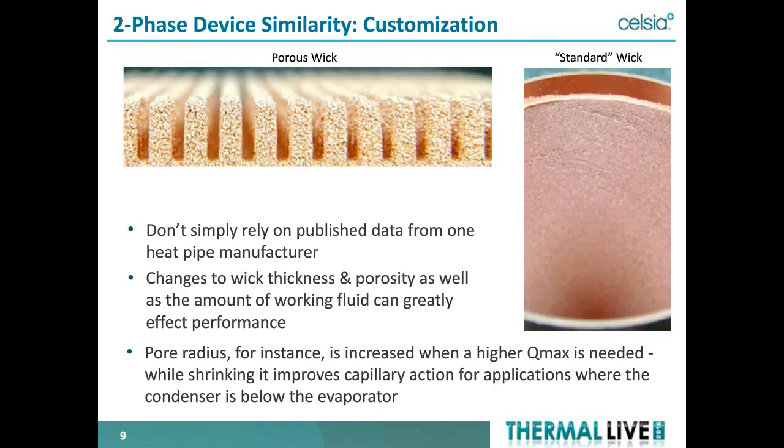Here's some information on the wick structure. So we're seeing two photographs of sintered wick structure. The one on the right in the tube is what we would call just a standard wick structure. And the porous wick structure, the post one, is a more open wick structure. Depending on the application, you can vary the porosity and the particle size of the wick structure to give you different performance. So you really can't just take a look at the published data from heat pipe manufacturers, because the wick structure can be tuned to meet a certain application.